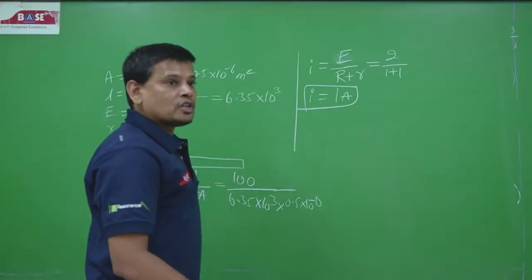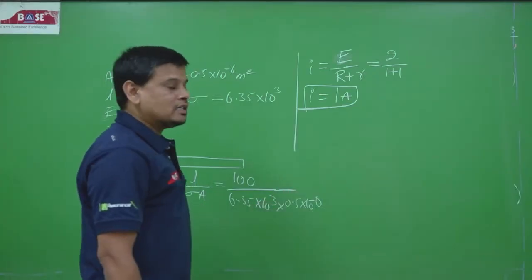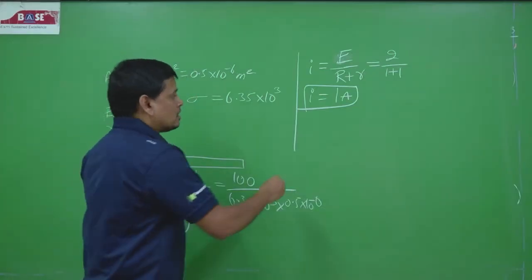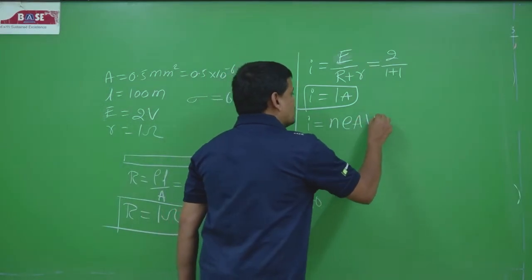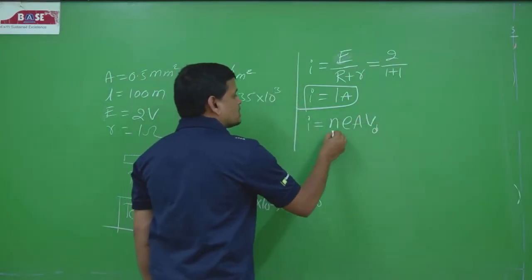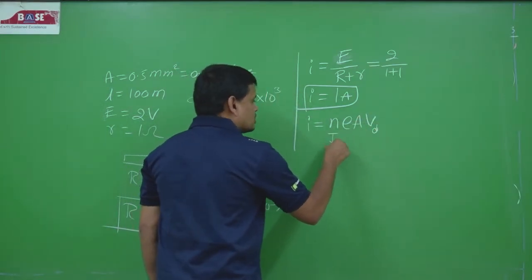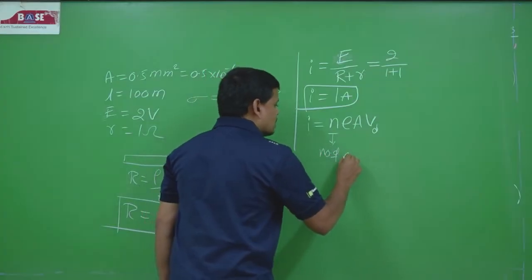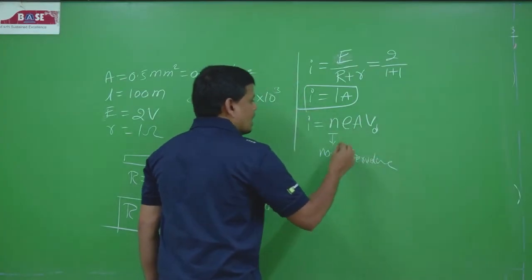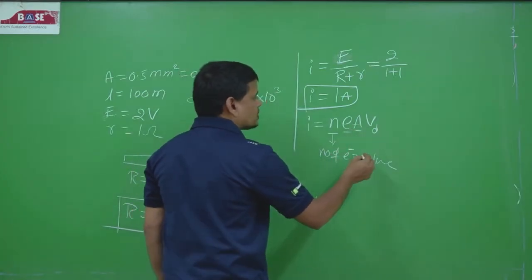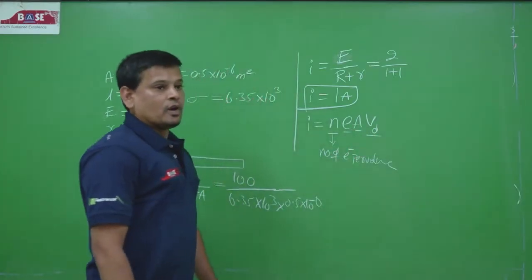We need the drift velocity of the electrons passing inside the conductor. How can we do that? We know that I is equal to n times e A v suffix d. Here n represents the number of electrons per volume, e is the charge of the electron, A is the cross-section area, and vd is the drift velocity.